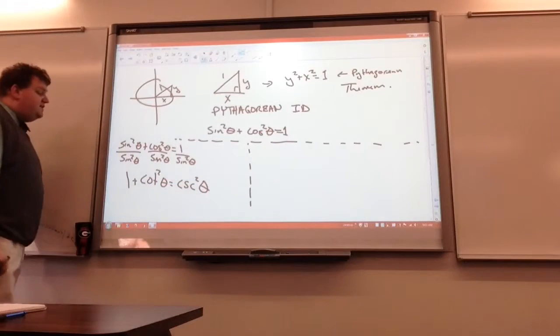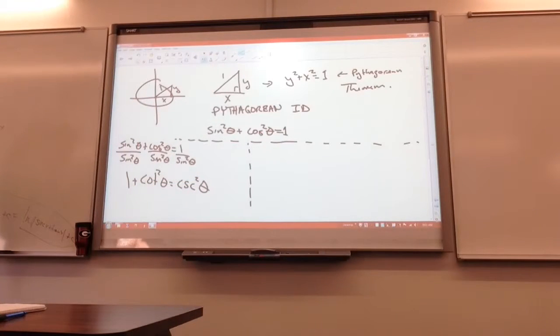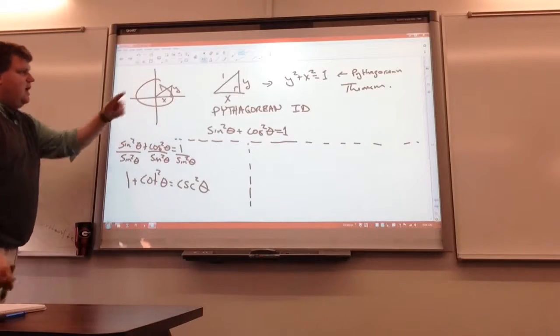And so that's our second Pythagorean identity, that 1 plus the cotangent squared of theta is equal to the cosecant squared of theta. Okay? Again, falling in line with these right here.